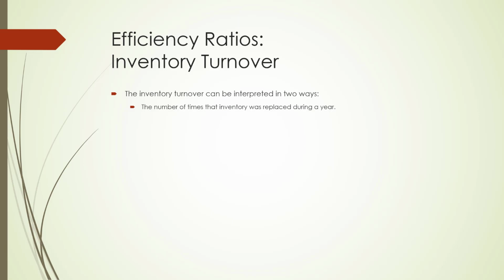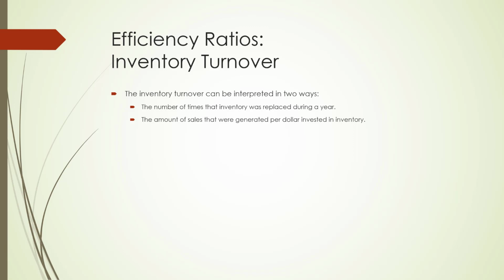So this ratio can be interpreted in a couple of ways. First of all, the number of times that inventory was replaced during a year. I don't find this to be terribly useful. Maybe once in a while it's useful to think about it this way, but usually not. A more useful way is to think about it as the amount of sales generated per dollar invested in inventory. And clearly, the more sales you can generate per dollar of inventory, the more efficient you are. Now, let me point out that if this ratio is very, very high, that might indicate that you don't have enough inventory. And not having enough inventory on hand might lead you to losing some sales.